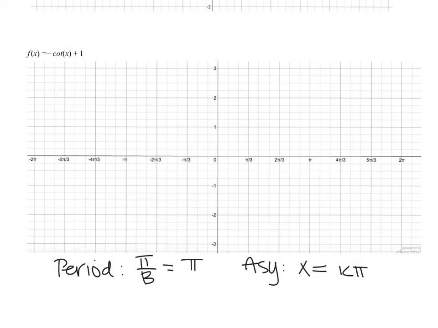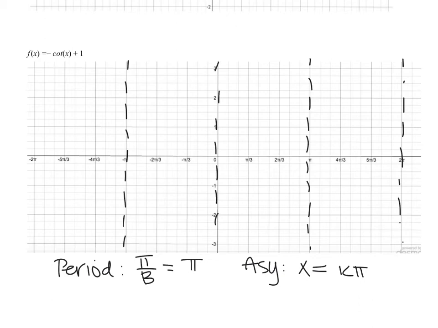So if we first draw our asymptotes, we have one at pi and 2 pi. I can also draw one at negative pi. And one at 0. All right, so then our cotangent function.